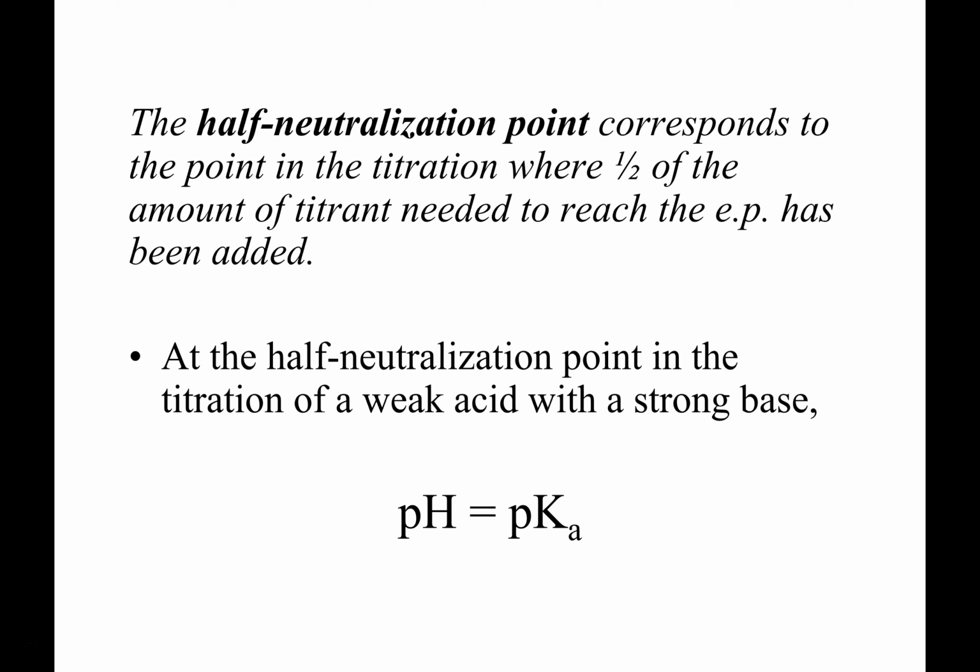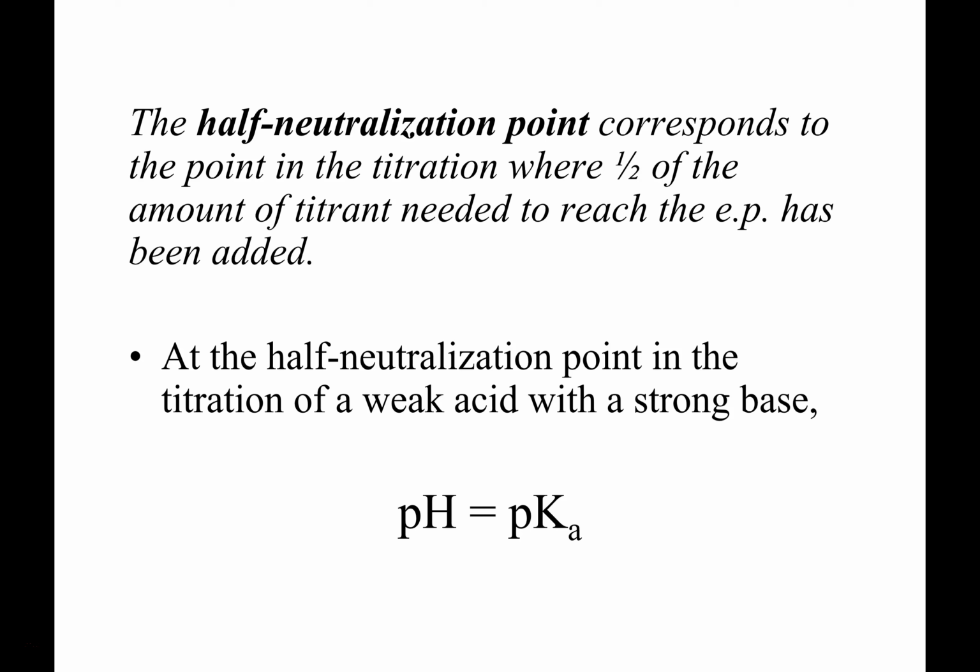At this point, half of your acid's been used up. So if we have CH3COOH plus OH minus goes to form CH3COO negative plus water, you have half of this that you started with, and you have half of this on the way to its neutralization point.